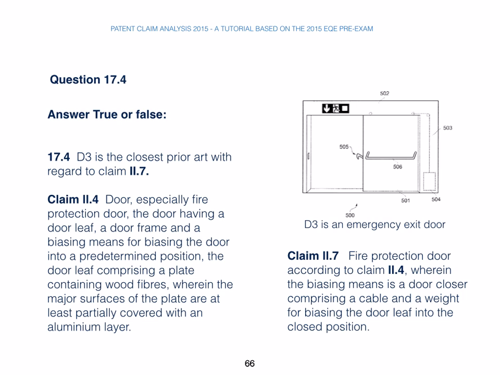D3 seems to contain all of the features of claim 2.4, and it seems to contain all of the features of claim 2.7, except that it's not a fire protection door because it's an emergency exit door, and it has a door closer comprising a cable and a weight and so on. So we have to determine whether D3, containing all these features, is the closest prior art, or whether D1 or D2 would be closer prior art for this claim. Come to your decision, and then we'll go to the examiner's report for question 17.